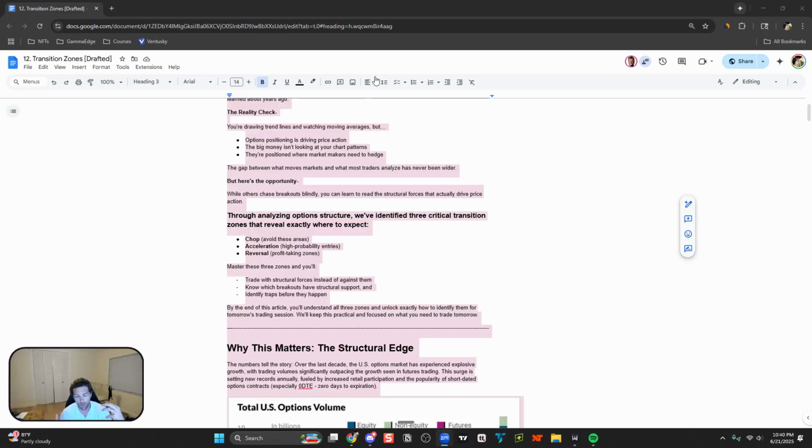And one critical part of that we've implemented here at GammaEdge is identifying 3 critical transition zones that reveal exactly where to expect chop, i.e. avoid trading in these areas, acceleration, high probability entries, and reversals, which are key profit taking zones.